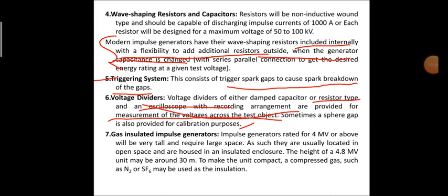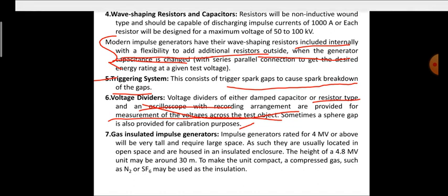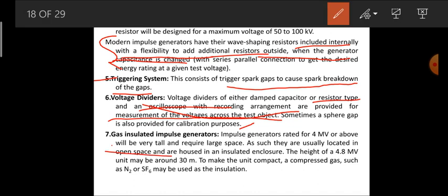The next component required here is the gas insulated impulse generator. Impulse generators rated for 4 megavolt or above will be very tall and may require large space. As such, they are usually located in open space and are housed in an insulated enclosure. The height of a 4.8 MV unit may be around 30 meters.